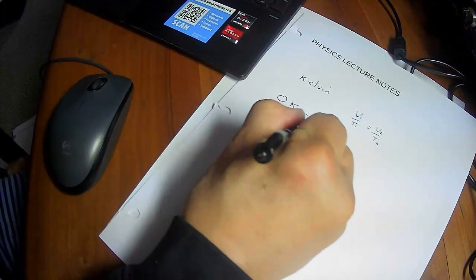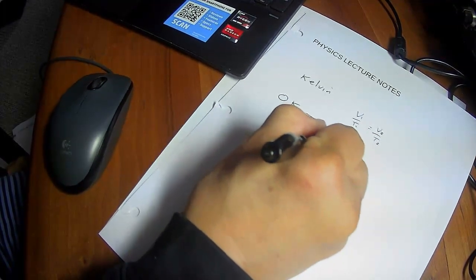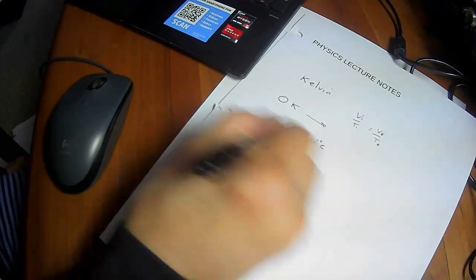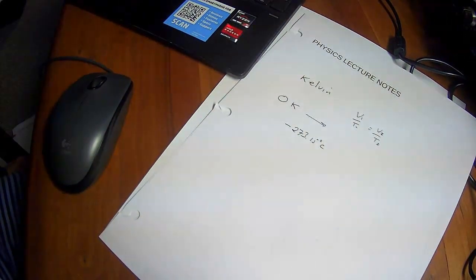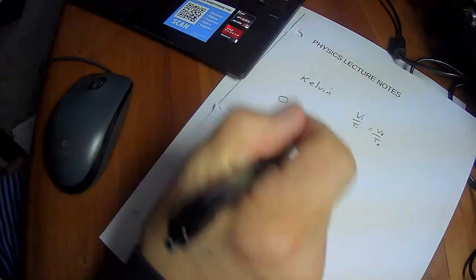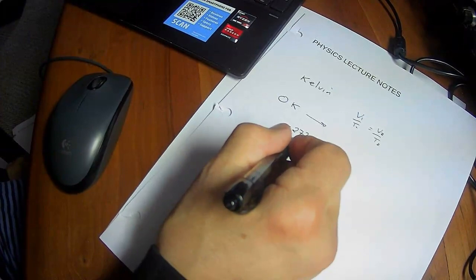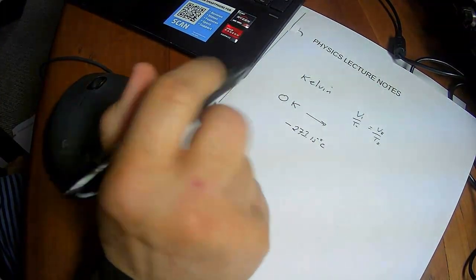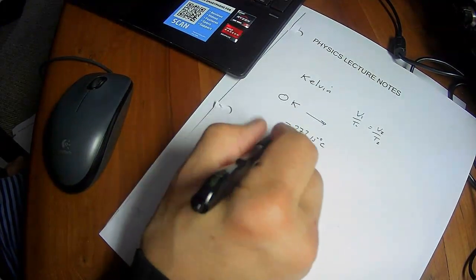That's negative 273.15 degrees Celsius. You can't get any colder than that, because at 0 Kelvin all of your molecular motion stops, and basically we're all done. So we can't ever get to that temperature. We can get very close in a laboratory.